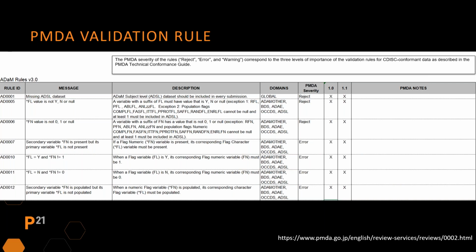This is a screenshot of actual PMDA validation rule version 3. It is in an Excel file, and rule IDs are defined for ADaM, SDTM, and Define.xml. It is important to remember that PMDA rule has severity of reject, and know those rules before start writing specs and creating datasets for ADaM and SDTM.